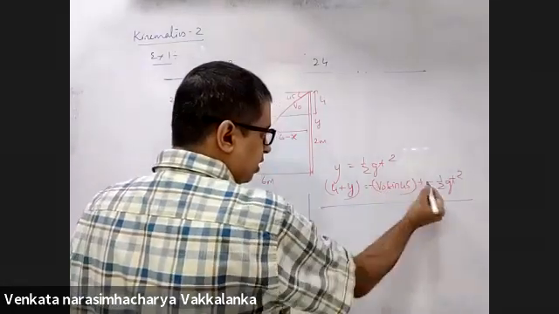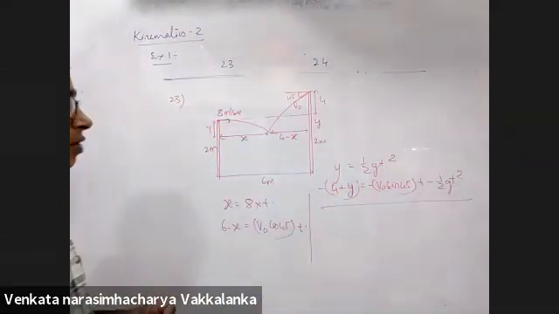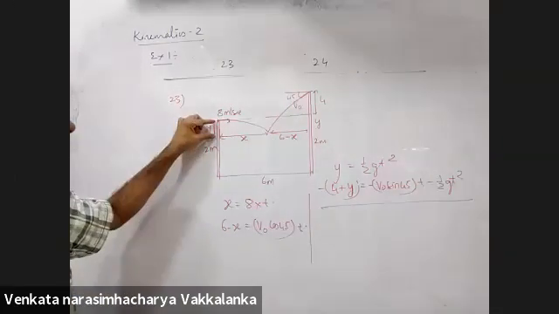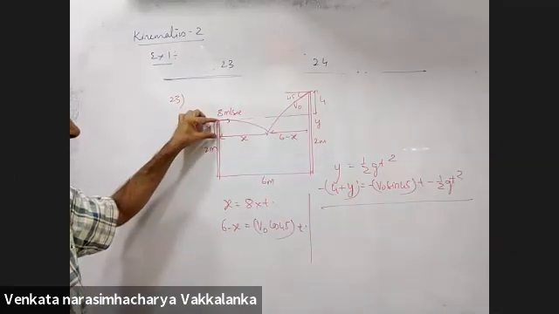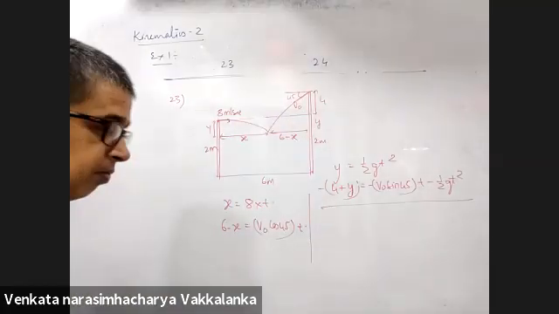This is also negative. V naught sine 45 is negative. 4 plus y is negative. This distance was y. By the time this particle covered this vertical distance, this particle covered a vertical distance of 4 plus y.